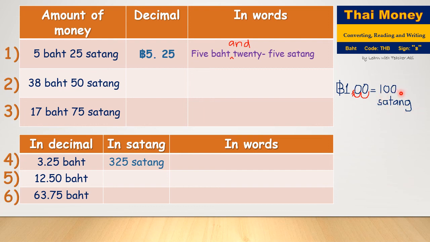Okay, so the period is already here and then satang. That's how we did it here as well. So we move the decimal point from here 2 times to the right. 1, 2. That's why it's now 325 satang. All right, and then you're going to write in here 325 satang.